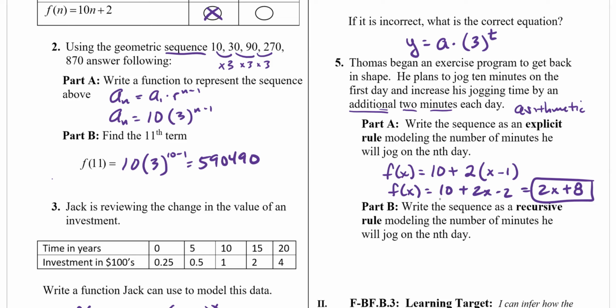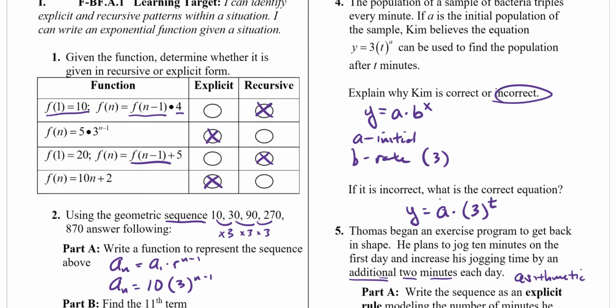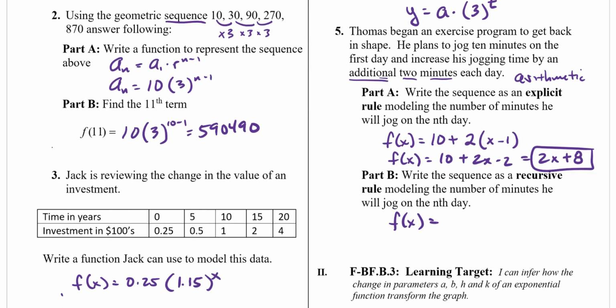Well, the recursive rule is even easier because it's f of x. If we go back up here, we're looking for something that looks like this. So we need f of x and f of 1. Well, f of 1 is 10 because that's how much you jogged the first day. So it's going to be 10 plus, not 10 plus, because we don't know what we're starting with. It's f of x minus 1, so it's the previous term plus 2 extra minutes. So if we know the first term is 10, then the second day is 10 plus 2, which is 12.